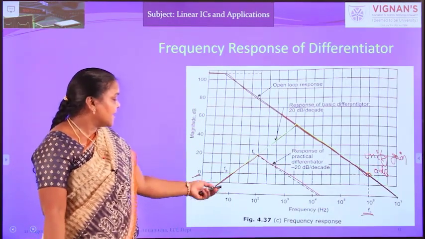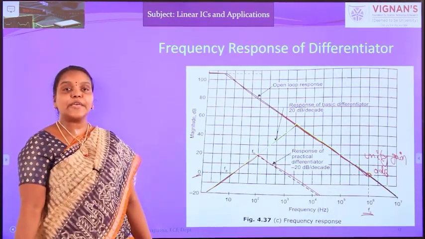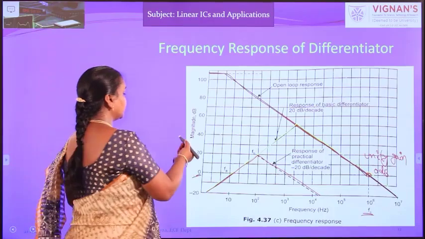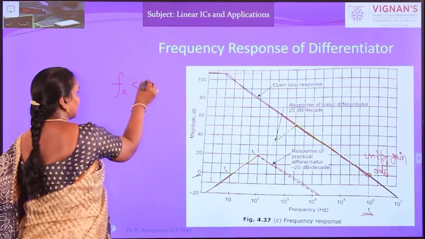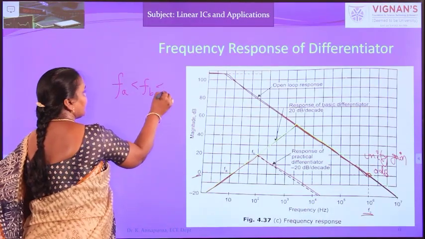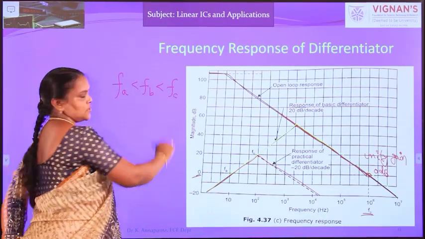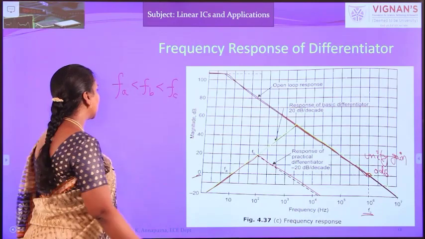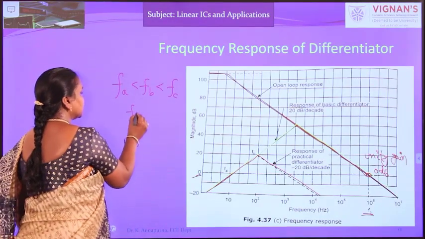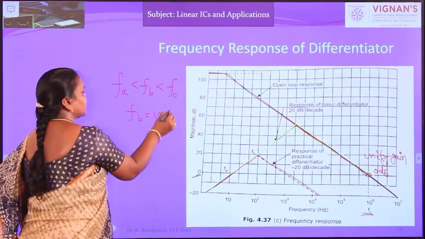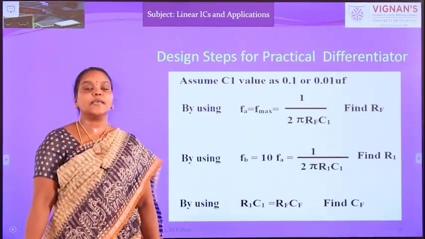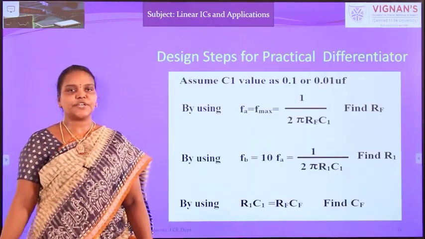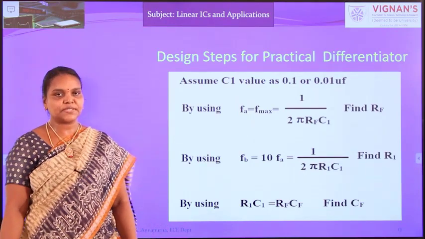Okay, so what is the relation among FA, FB and FC? FA is less compared to FB and FB is less compared to FC. So that is the relation. Generally we take FB as 10 times FA. Okay, now let us see how to design a differentiator for a given input frequency signal.